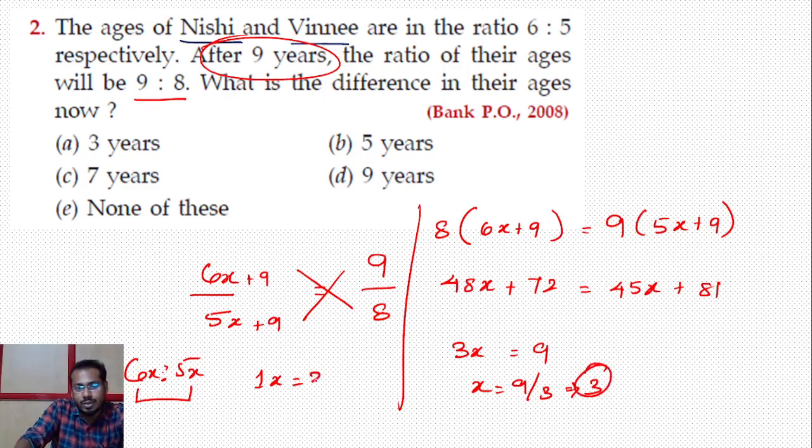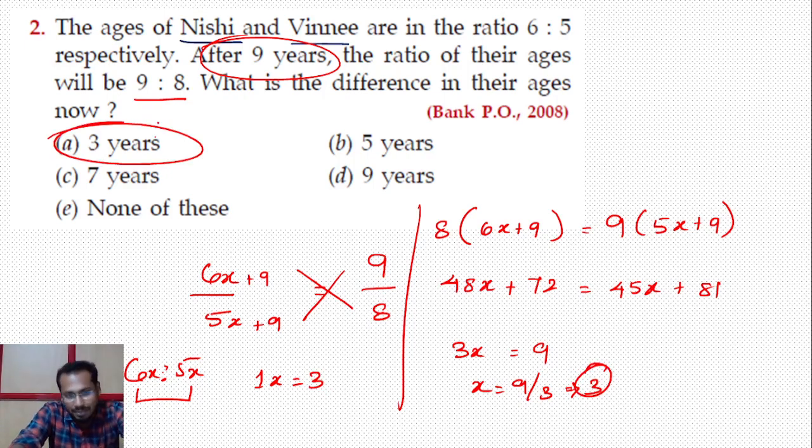x is equal to 3. So 1x is equal to 3. So 3 years is the difference. That's the right answer. Simple. Don't find Nishi's age separately and Vinnee's age separately. Directly find the difference. Right.